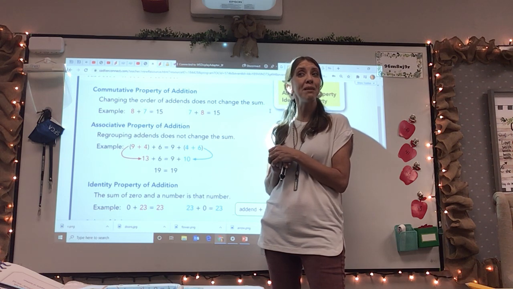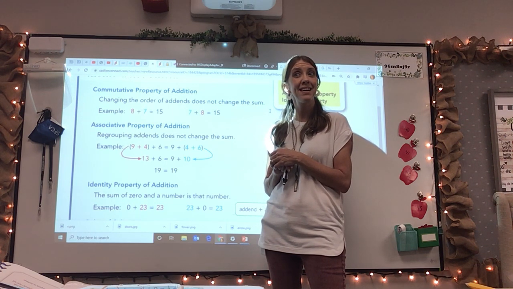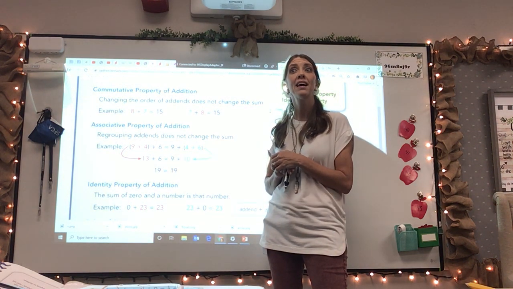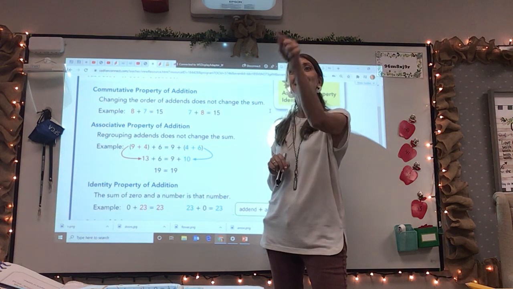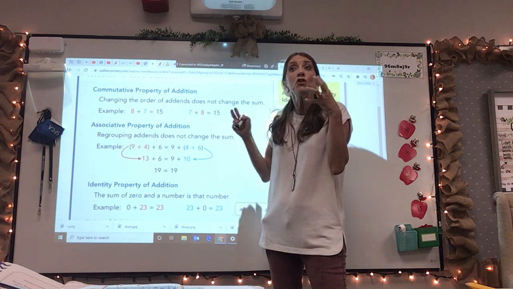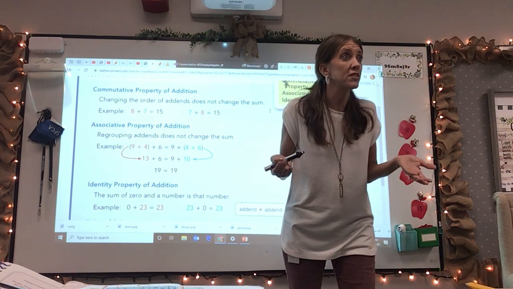Nope. It stays the same. Kayla? Because 4 and 6 make 10 and 10 is easier to add to. That's exactly right. You can group things together to make it easy for yourself.